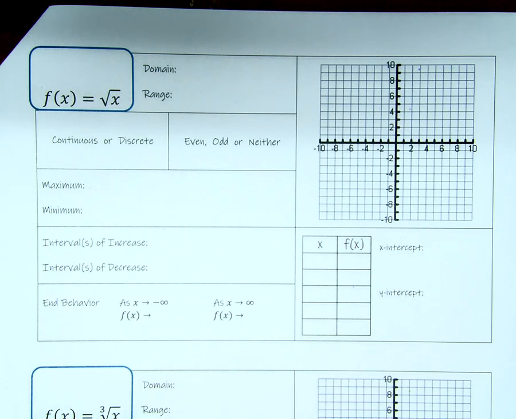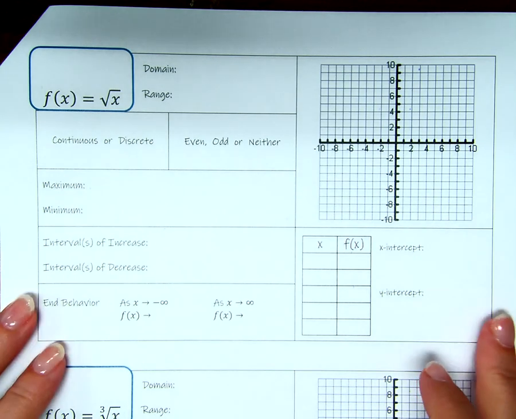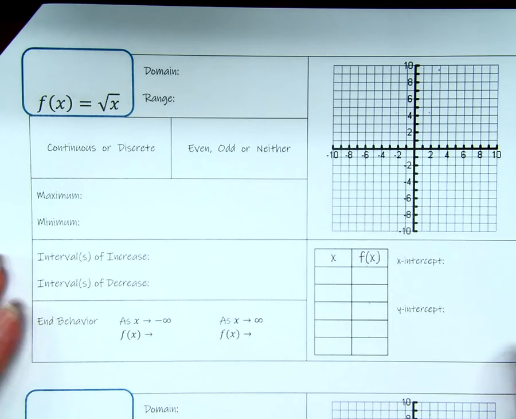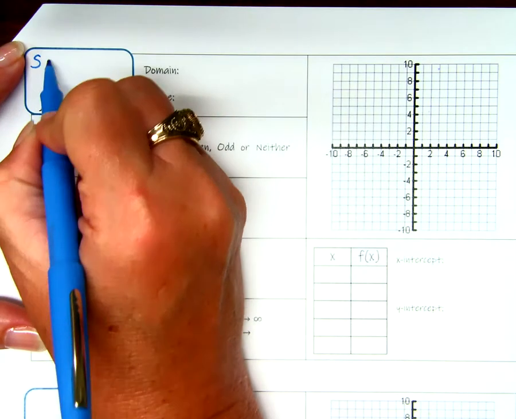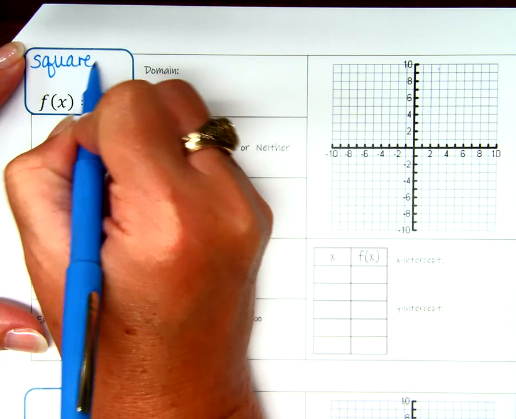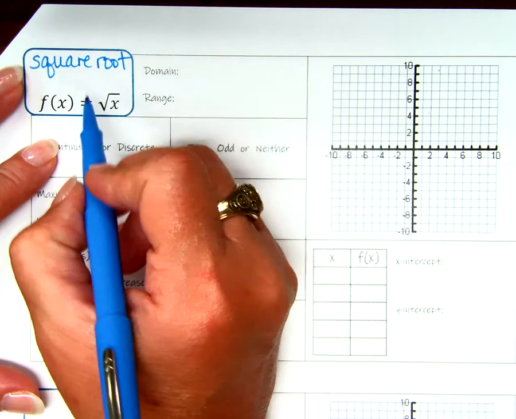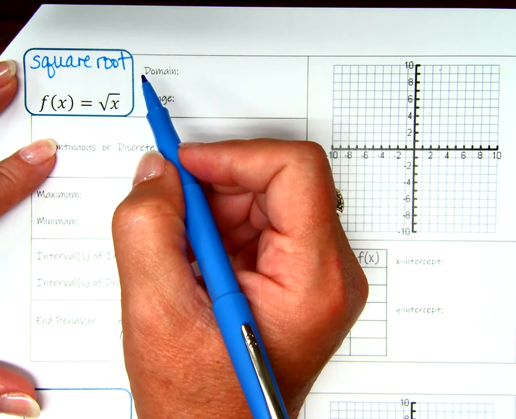So tell me what this one's called, please. Any ideas? So it looks like a root, right? What kind of root does it look like? A square root? Guess what it's called? However, it does have another name, so I'm going to write both of them. Square root's the one you're most familiar with, right?